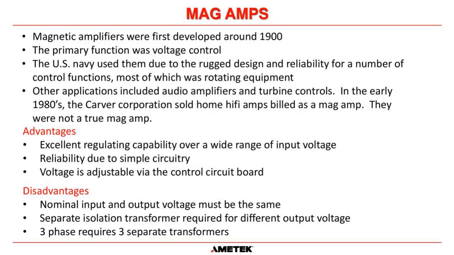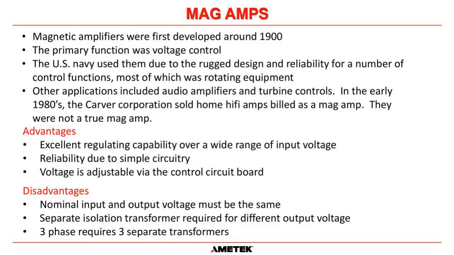Mag amps. Our Navy used a lot of mag amps. They first came out in the 1900s, and they were used generally to provide voltage control for rotating equipment. At that time, there wasn't a very good means of doing this, so the magnetic amplifier allowed for a means of controlling voltage.